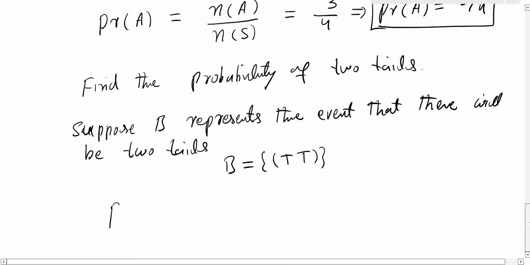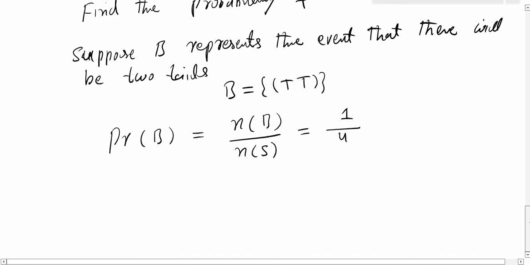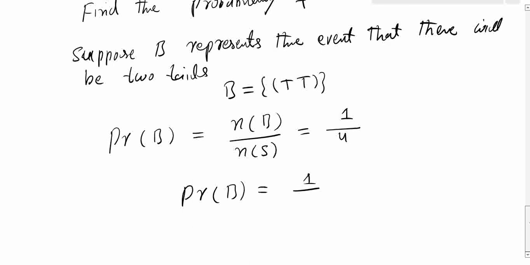Now you can solve this. The probability of B, the two tails, is equal to the number of favorable outcomes for event B divided by the total outcomes of the experiment. We already know that the total number of outcomes is 4, and the favorable outcome for event B is only 1, that is tail and tail. So the probability that we will get two tails in this experiment is 1 divided by 4. So this is the answer.